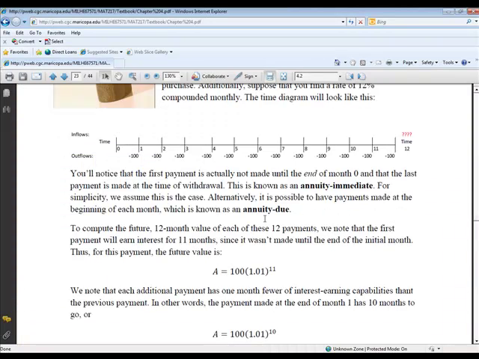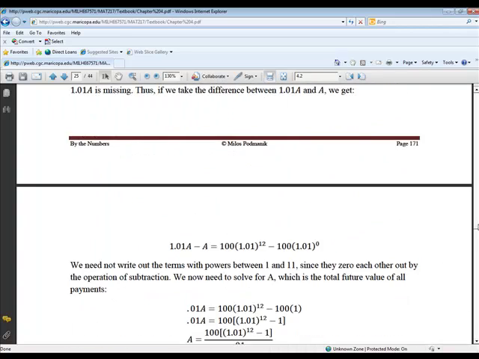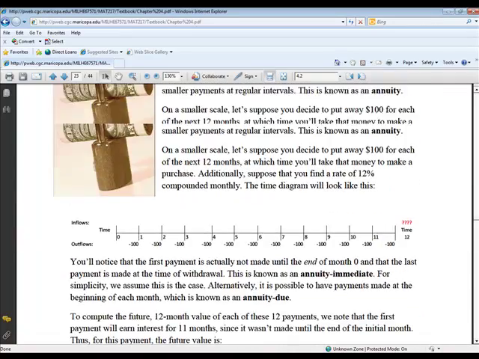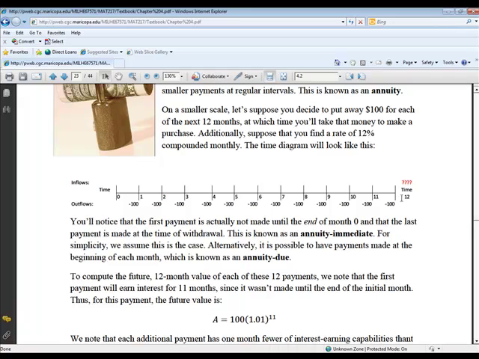So I'm going to jump over to a page within our course manual. This is page 170, and here we have a visualization of a time diagram in which, let's suppose you decide to put away $100 for each of the next 12 months, at which time you'll take that money to make a purchase. Additionally, suppose that you find a rate of 12% compounded monthly. The time diagram will look like this. So basically, we see these different $100 increments coming in every single month. And this is a regular, reoccurring $100 payment. Regular in that it's a fixed value.